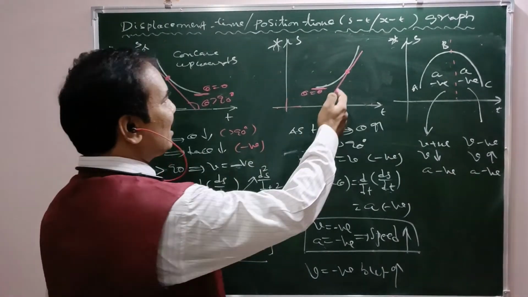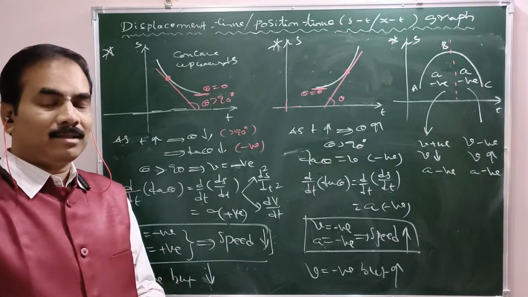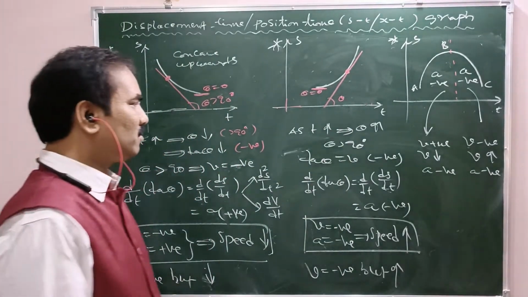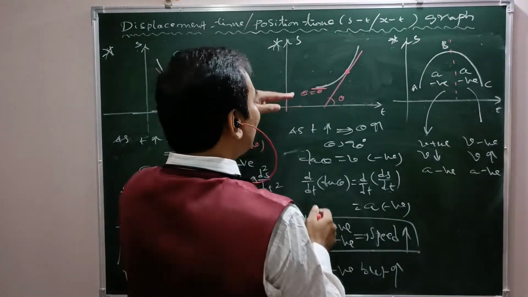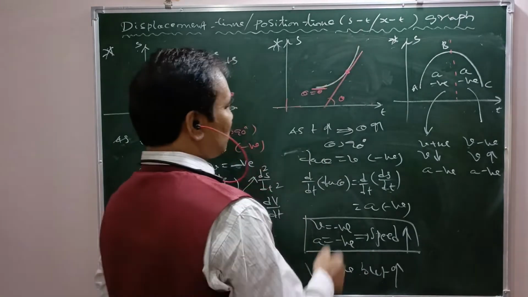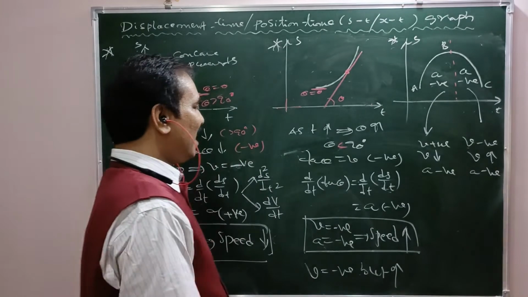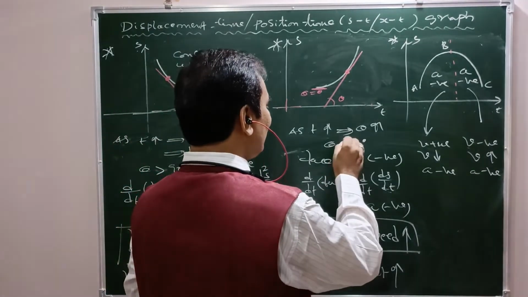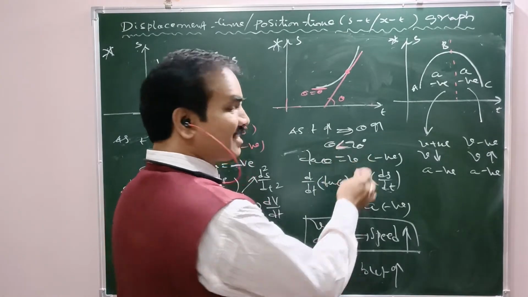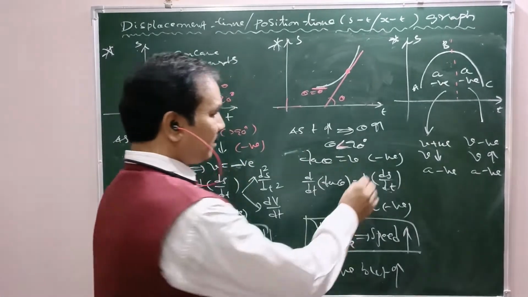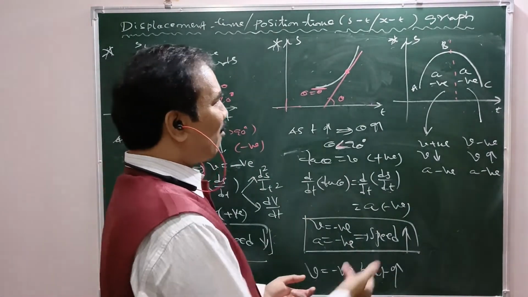Now what about theta here? Theta is less than 90, and for theta less than 90, tan theta is positive. As t increases, theta increases, but theta stays less than 90. So velocity is positive. Now, what about the slope here?